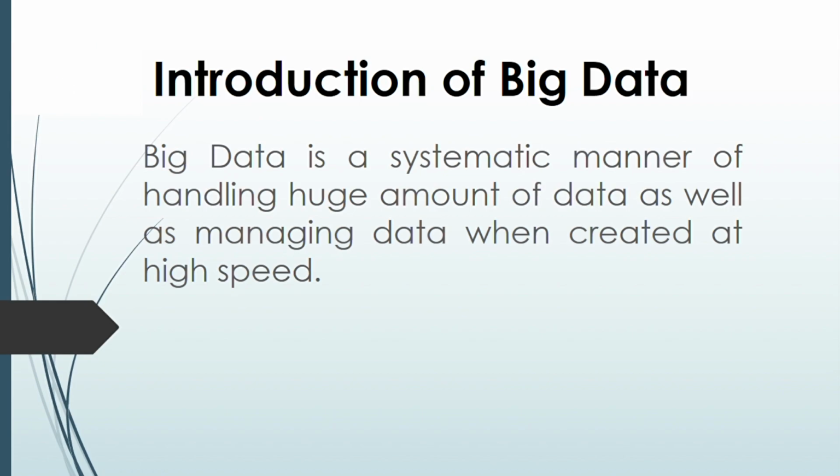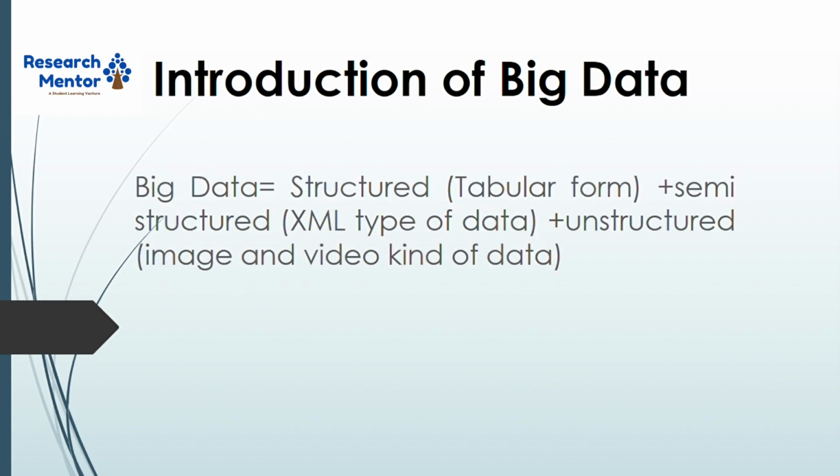This is the proper definition of big data, or we can say big data is divided into multiple parts: big data equals structured data plus semi-structured data plus unstructured data. Structured data is in tabular form, semi-structured data is in the form of XML type of data, and unstructured data might be in the form of image and video kind of data.